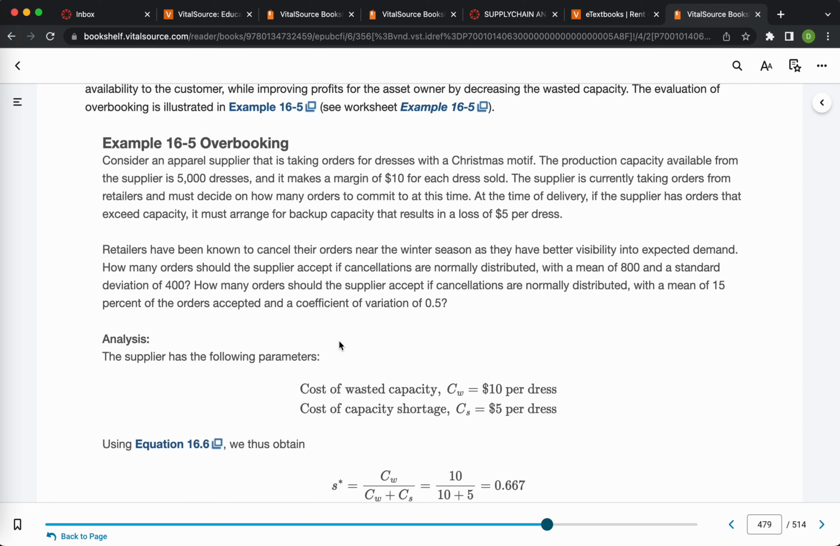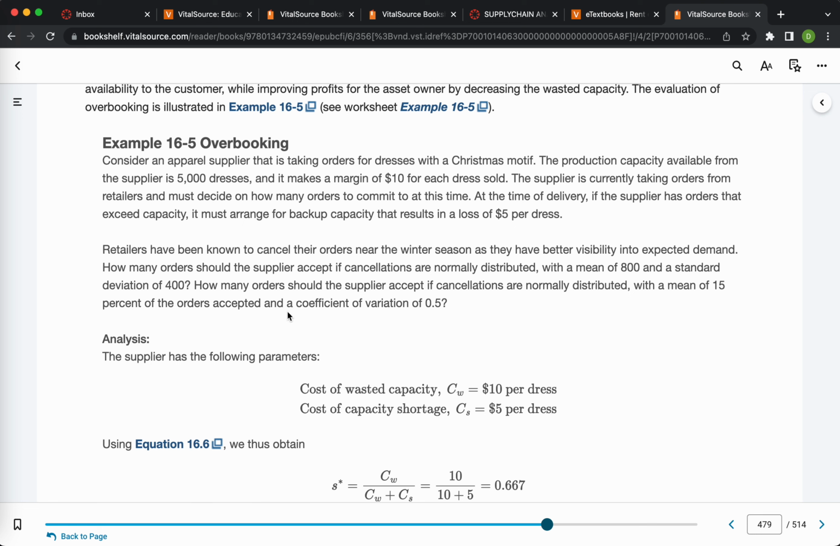And coefficient of variation, this is not standard deviation, but coefficient of variation is just the ratio of the standard deviation to the mean. It's standard deviation divided by mean. That's the coefficient of variation. And in some cases, it might be easier to find the coefficient of variation rather than the standard deviation itself, right?